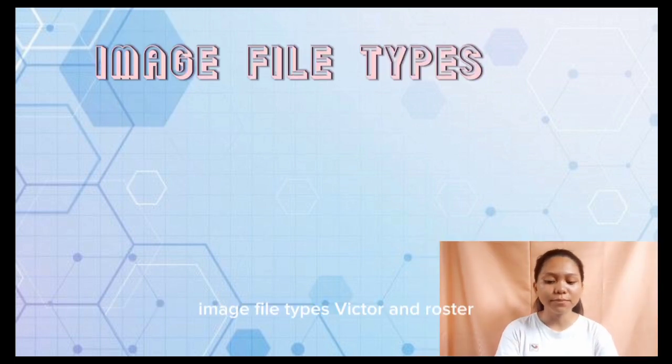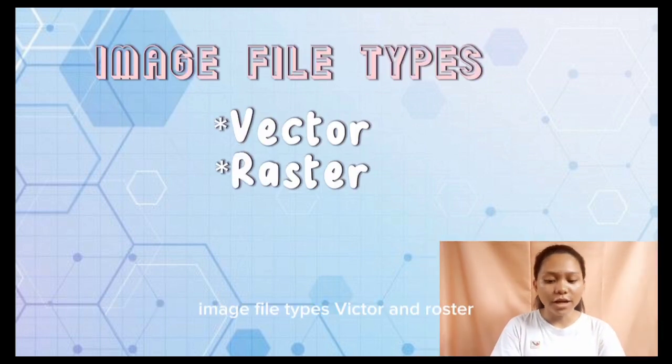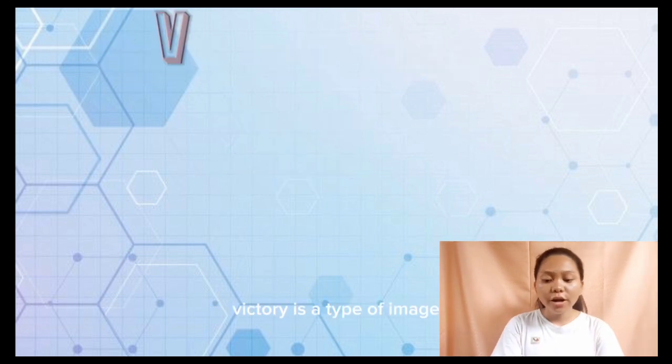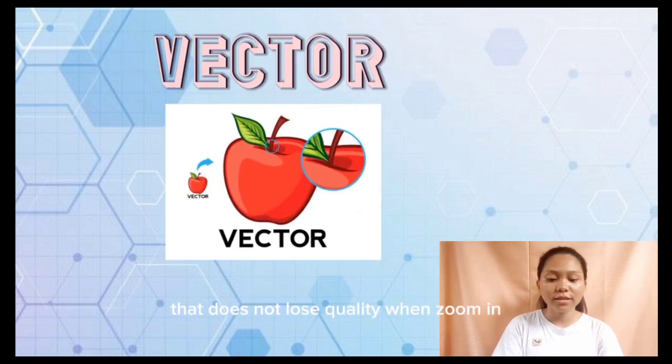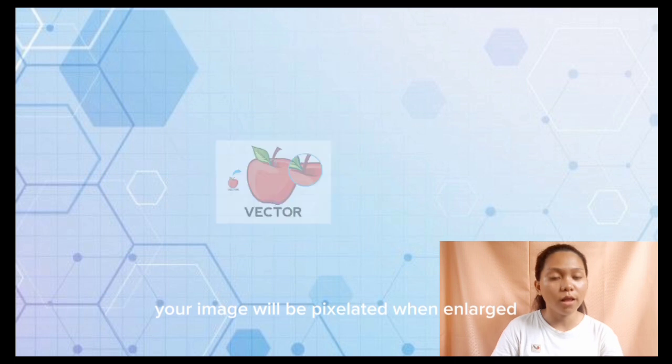Image file types: vector and raster. Vector is a type of image that does not lose quality when zoomed in. Your image will be pixelated when enlarged.